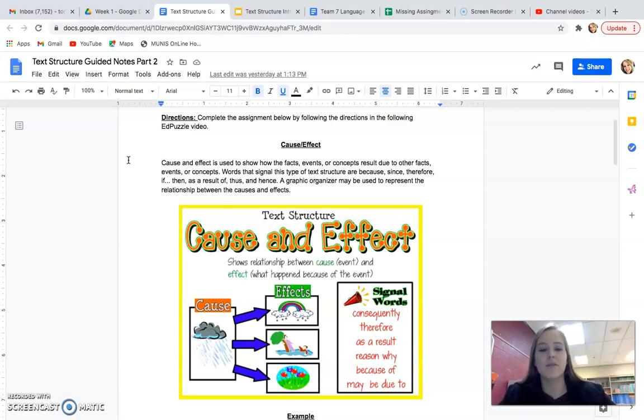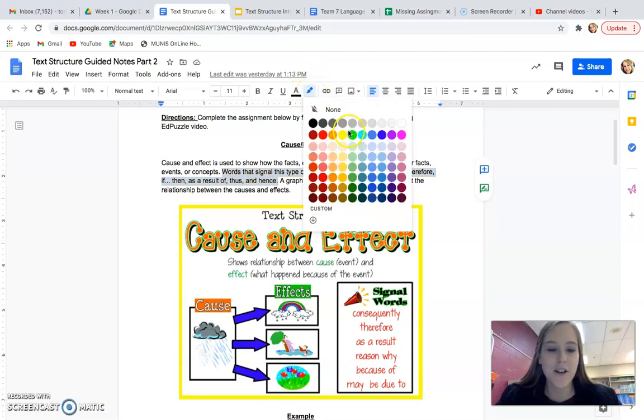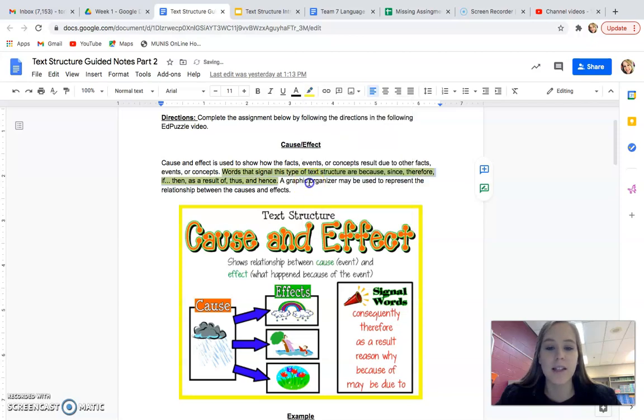Words that signal this type of text structure are because, since, therefore, if then, as a result of, thus, and hence. So remember, if you see those words in the passage, it might be a good clue that it is the cause and effect text structure. I do want us to highlight those keywords just like we did yesterday. So you're going to take your mouse and drag over that sentence. And remember, the highlighting tool is up here at the top, kind of looks like a paintbrush. And like I said yesterday, you guys can use any color that you want to highlight, but I'm going to use yellow. So go ahead and make sure you go highlight those keywords now.